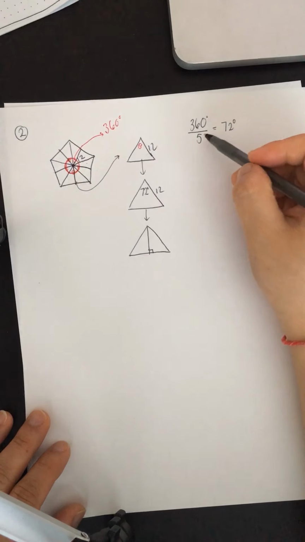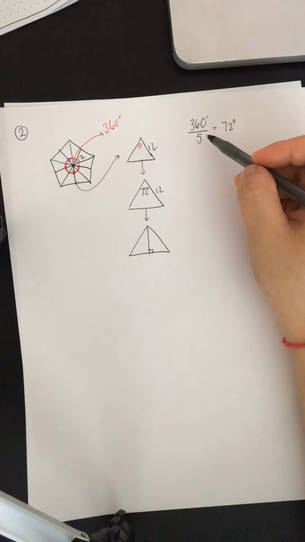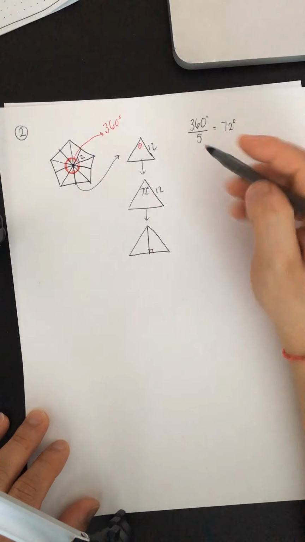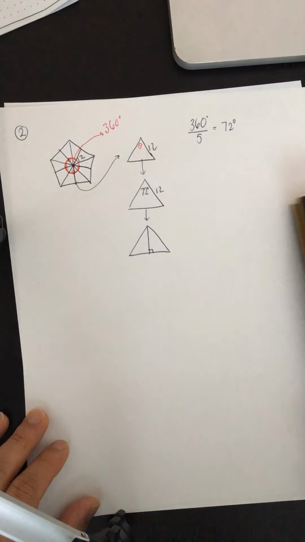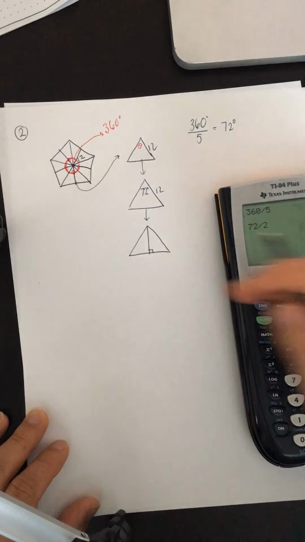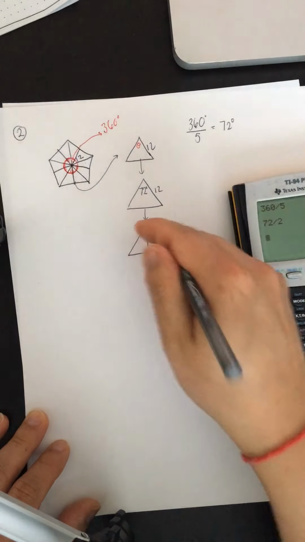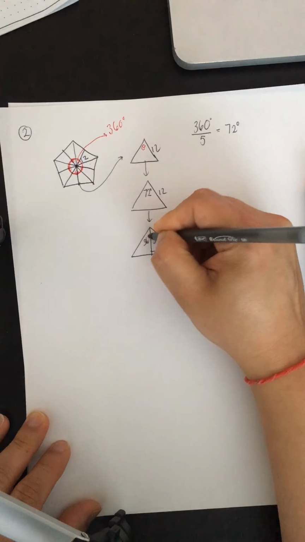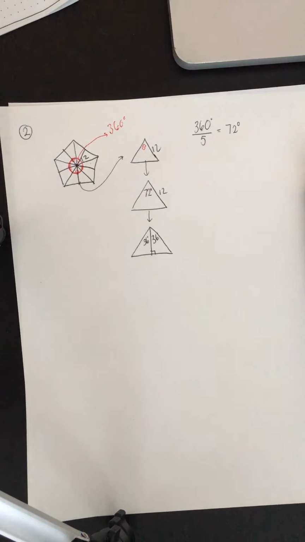So instead of doing 360 divided by 5, we could also do 360 divided by 10. But I like to do it this way so that we have 72, and then we can divide the 72 by 2. We get that each of these angles right here is 36 degrees. So that's one way of doing it.